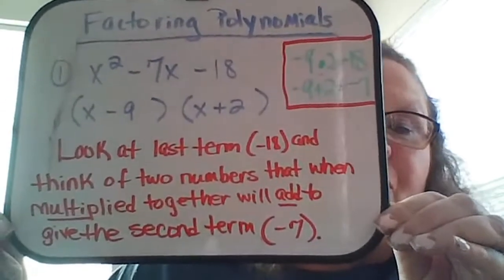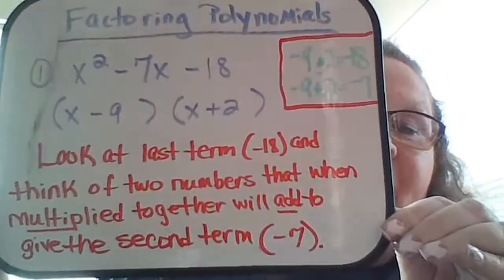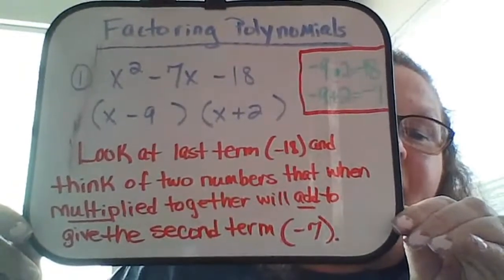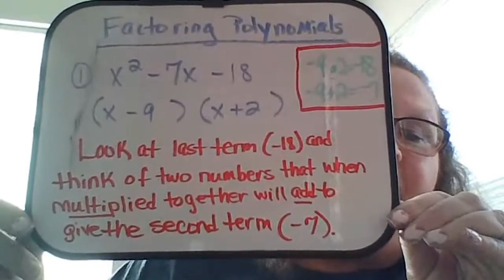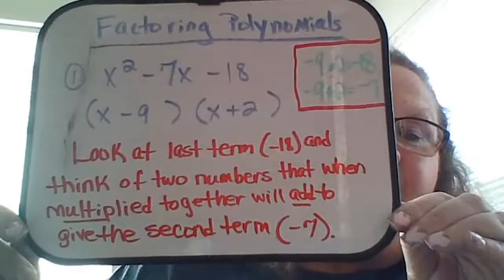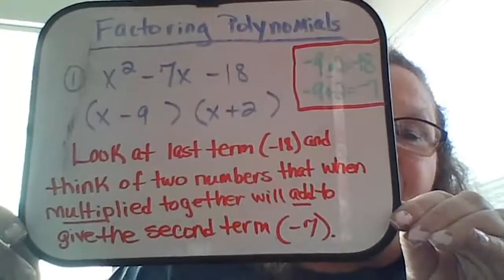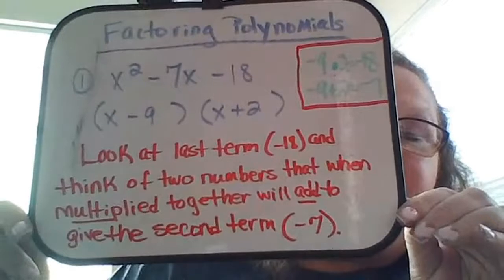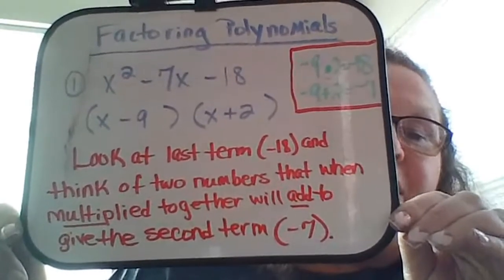So once again, you want to first look at the last term, which in this case is negative 18, and think of two numbers that when you multiply together will give you negative 18, but when you add those two numbers, they should give you the middle term, which is negative 7. Well, if you think about negative 9 and positive 2, when you multiply negative 9 and positive 2, you get negative 18. And when you add negative 9 and positive 2, it gives you negative 7. So that's how you know that the two factors of x squared minus 7x minus 18 would be x minus 9 and x plus 2.